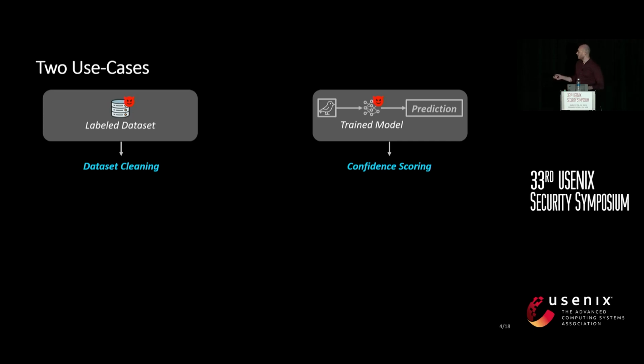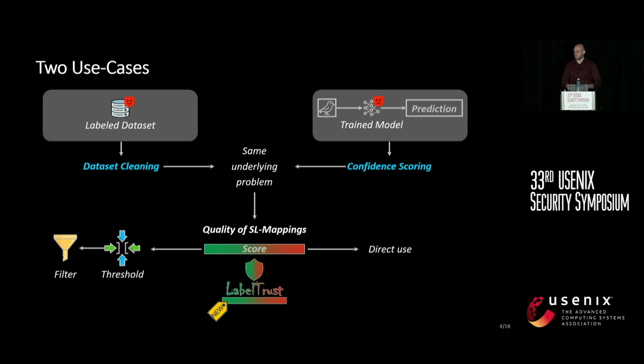One is dataset cleaning and one is confidence scoring. Dataset cleaning is clear. You want to remove the poison from the dataset. For confidence scoring, you want to provide a trust score for the prediction of a pre-trained model. So both of these things have the same underlying problem, the quality of the SL mapping, and our tool provides a score that is expressive and can be used directly for confidence scoring. And for dataset cleaning, we can filter the dataset by evaluating the score against a threshold.